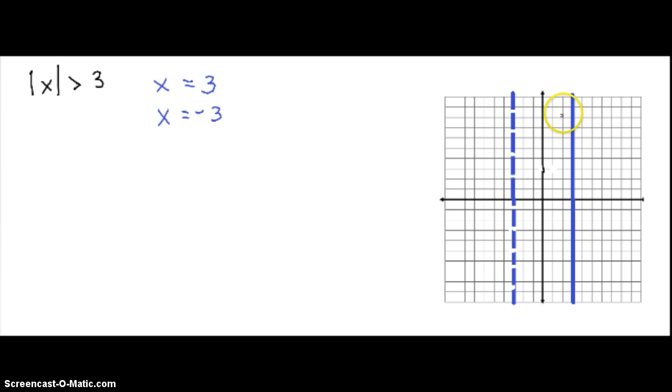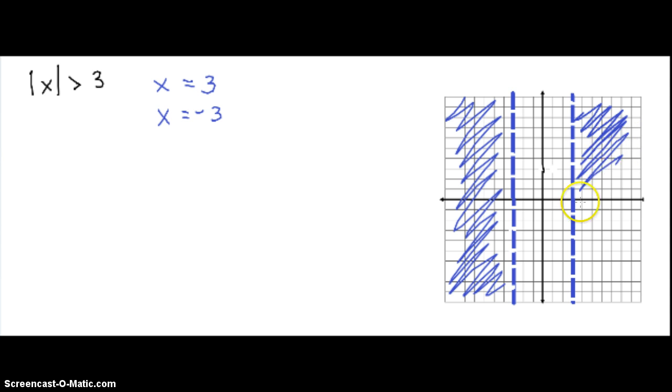And finally, since I want x to be greater than 3, I want my distance from 0 to be greater than 3. That means I want to be really far on my graph away from the origin. I want to be more than 3. Anything closer than 3 is bad. And so I'm going to go ahead and shade the outsides of my graph.